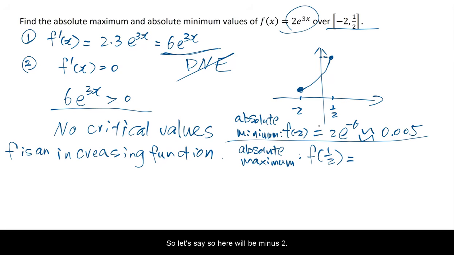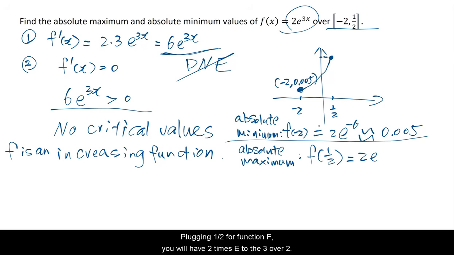So let's say here will be -2. It's not exactly 0.05, but it's around 0.05 here. And this point, the highest point, happens when x equals 1/2, right? Plugging 1/2 into function f, you will have 2 times e to the 3/2.